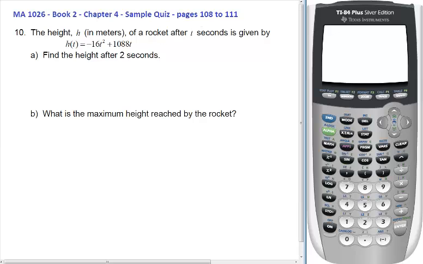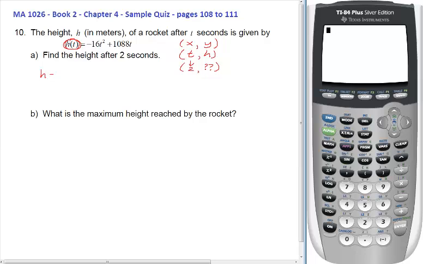Now, that's just an evaluation. Find the height after 2 seconds means right when the time is 2, because remember this is time versus height, x and y. So when the time is 2 seconds, what is the height? So we're just evaluating h of 2. Now if you don't like the h of t function notation, you can just call it h if you want.